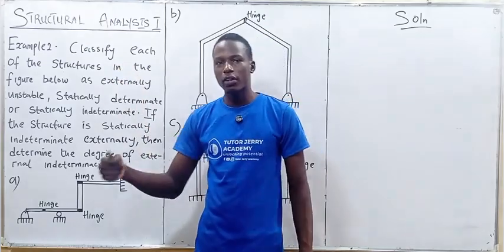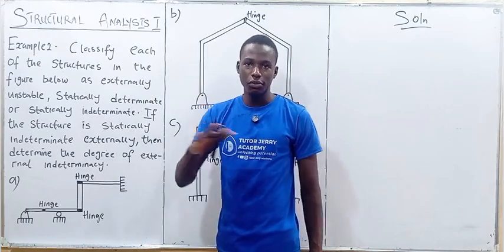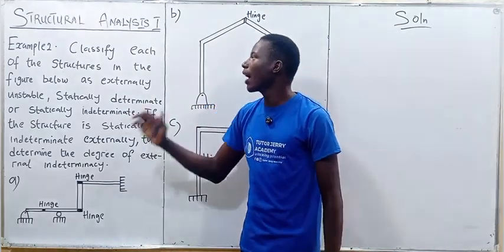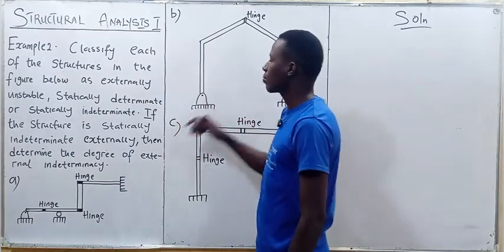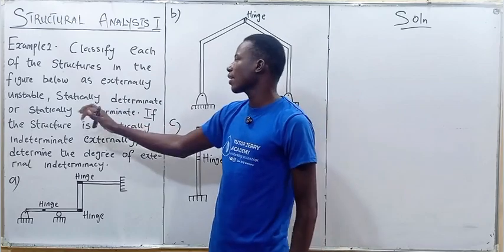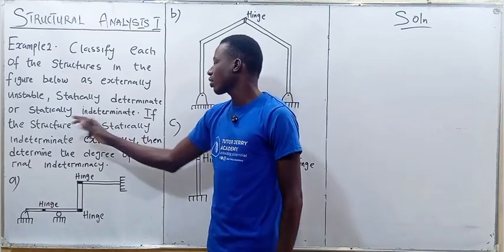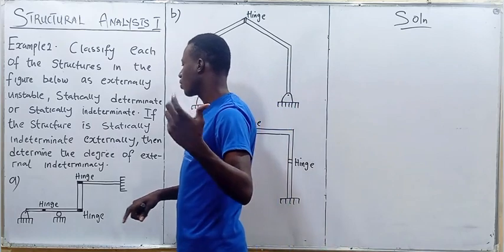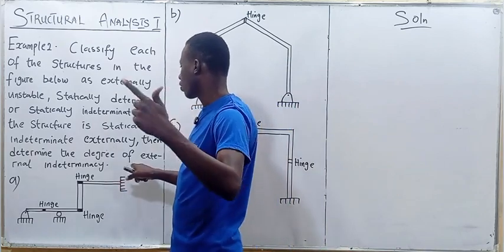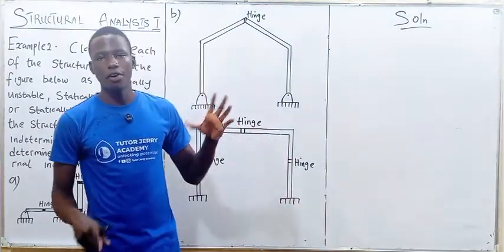This is nothing but the second example under structural analysis. We are still on the introductory stage. We are asked to classify each of the following structures in the figure. On the figure below, you can see we have A, B, C as externally unstable, statically determinate, or statically indeterminate. If the structure is statically indeterminate externally, then we are going to find the degree of external indeterminacy. So take note of all of this.